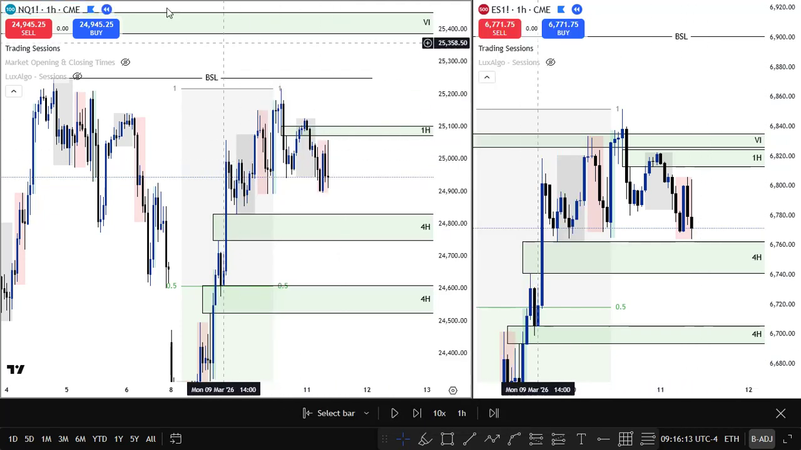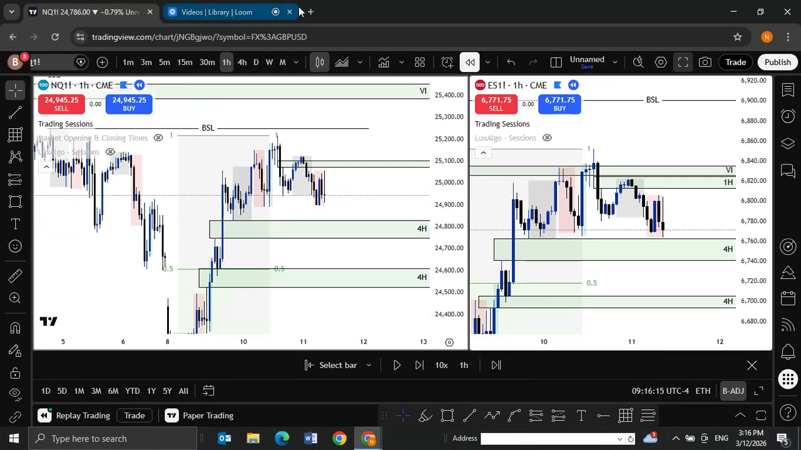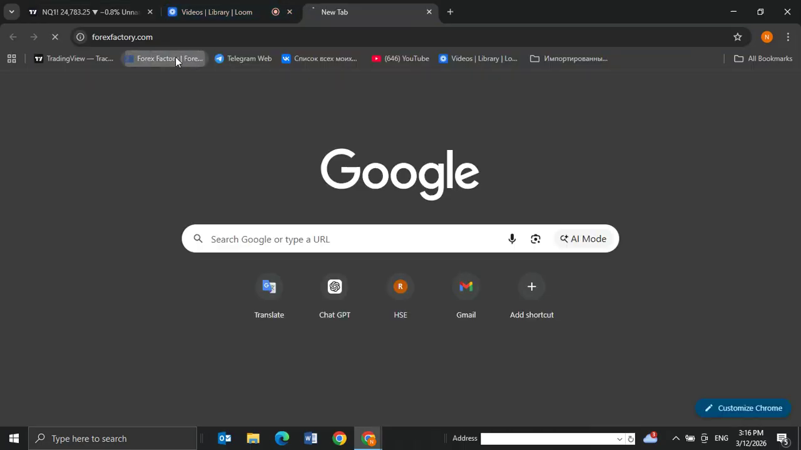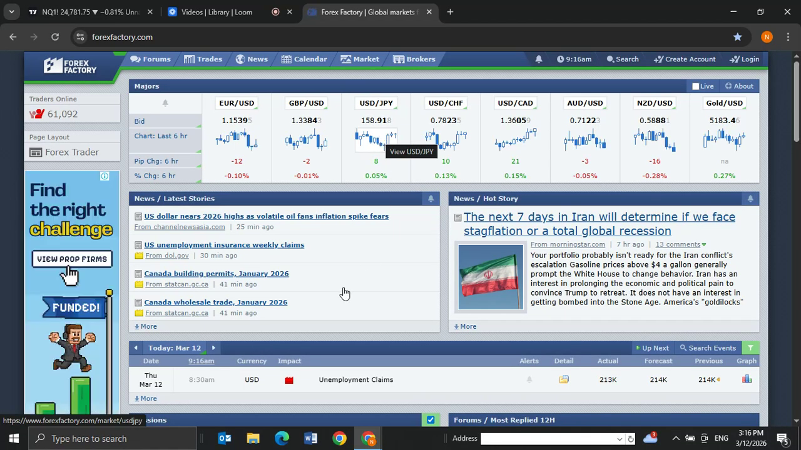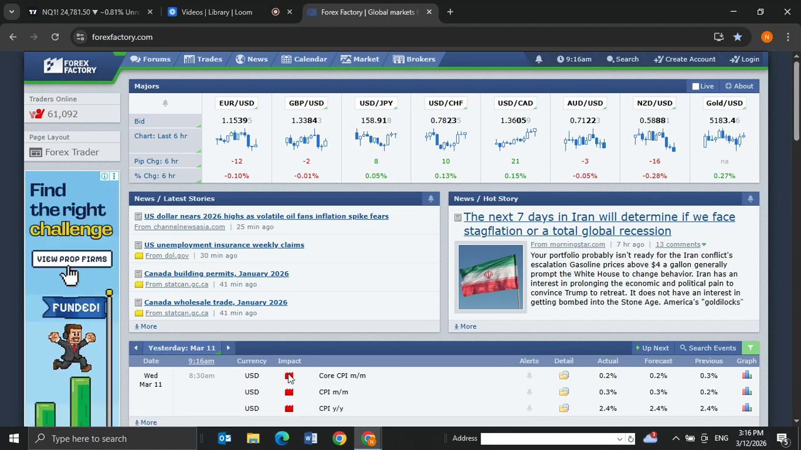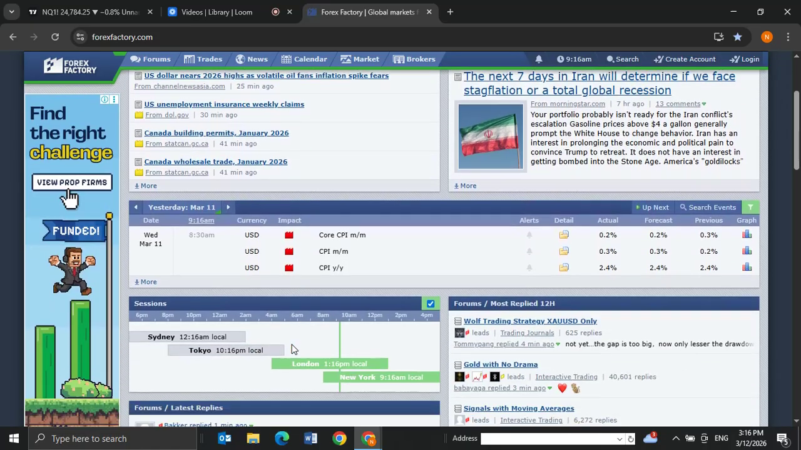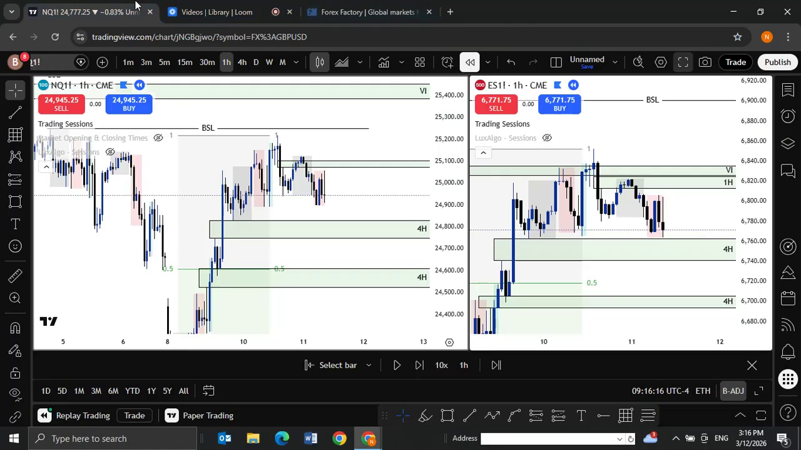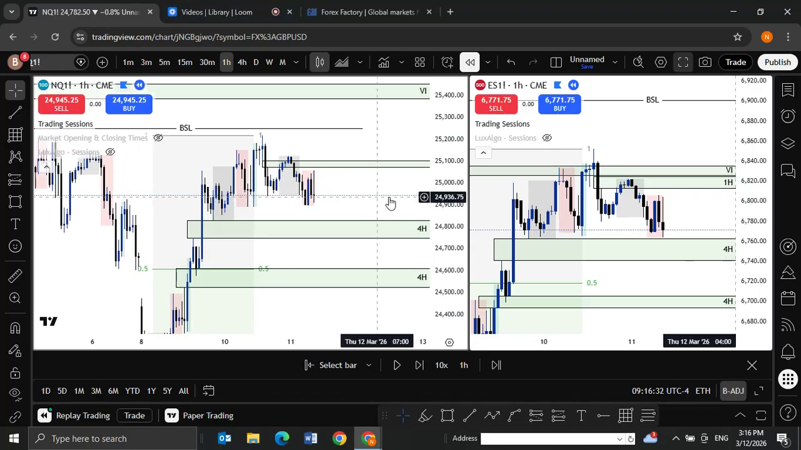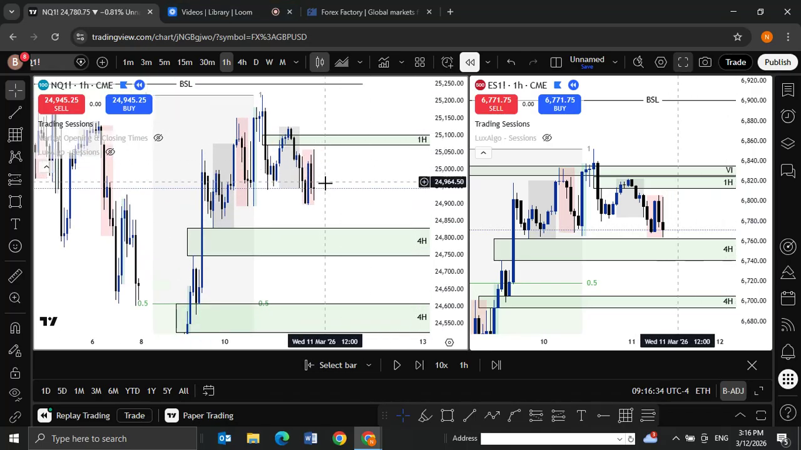Okay, so I also need to check the news this day because I have no idea if there was anything that day. We have news today, by the way. No, it was CPI day yesterday. Alright, now I understand why we have this pretty big candle.